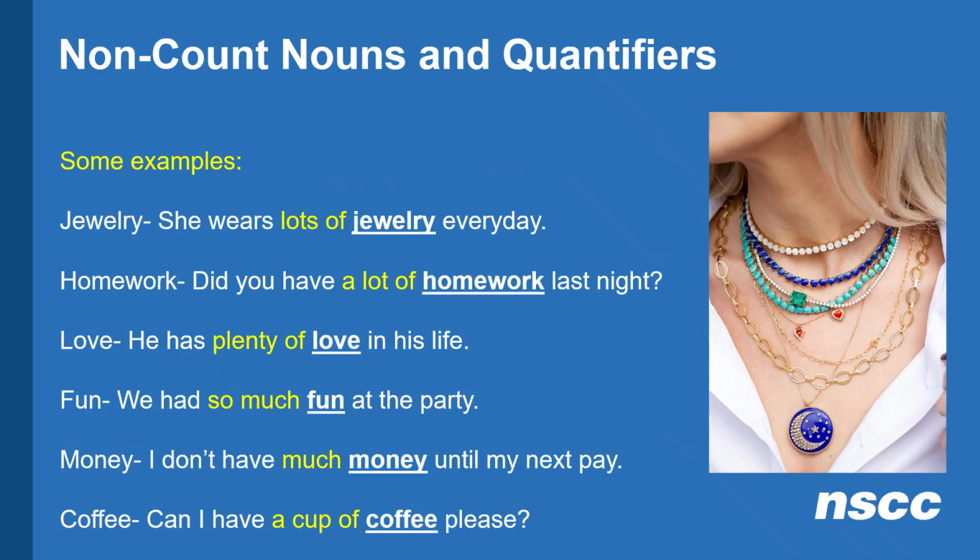Here are some more examples of non-count nouns and quantifiers. The quantifier is in yellow font and the non-count noun is bolded and underlined. Jewelry. She always wears lots of jewelry every day. Homework. Did you have a lot of homework last night? Love. He has plenty of love in his life. Fun. We had so much fun at the party. Money. I don't have much money until my next pay. Coffee. Can I have a cup of coffee, please?